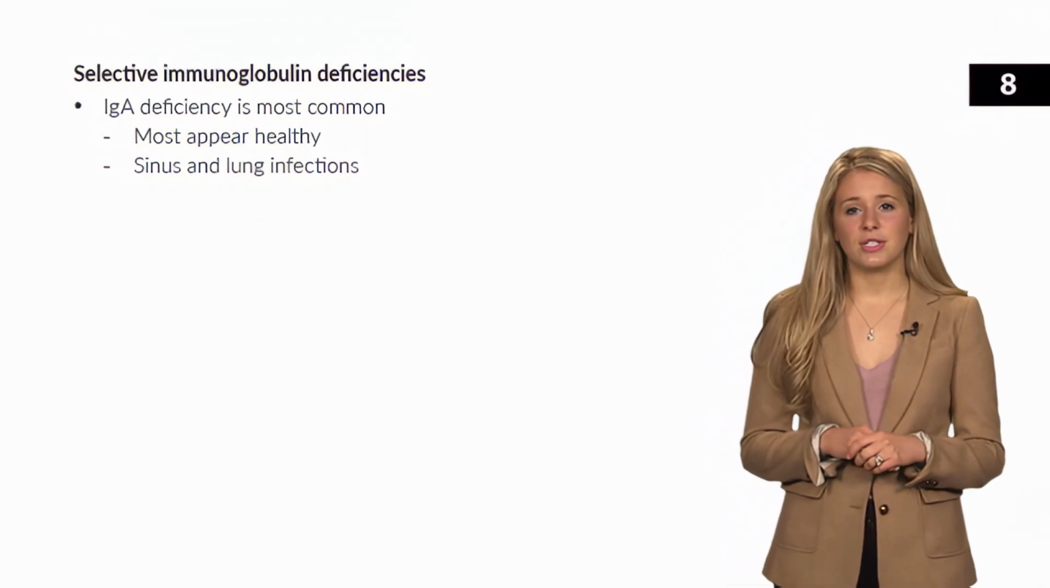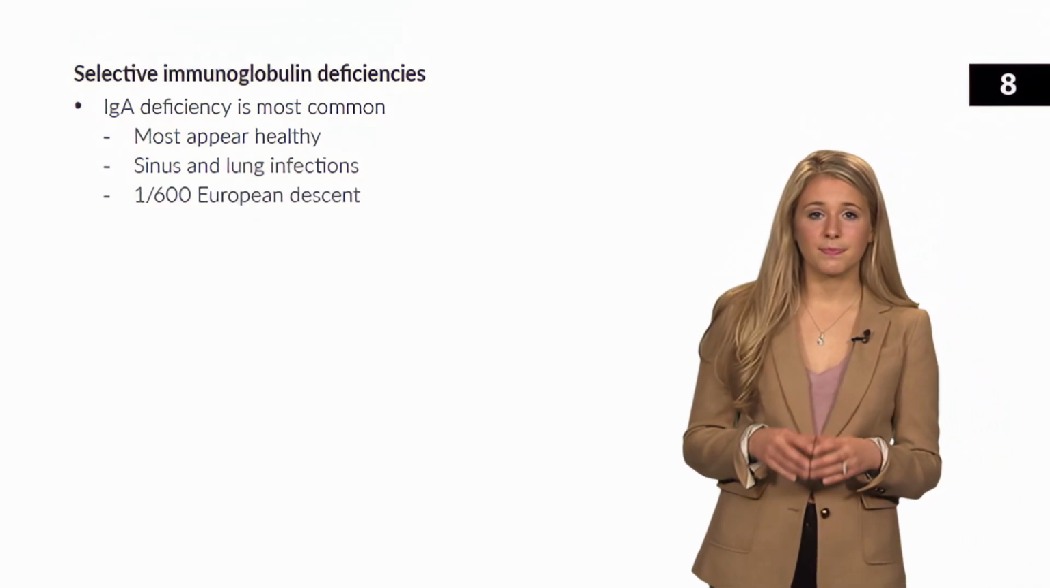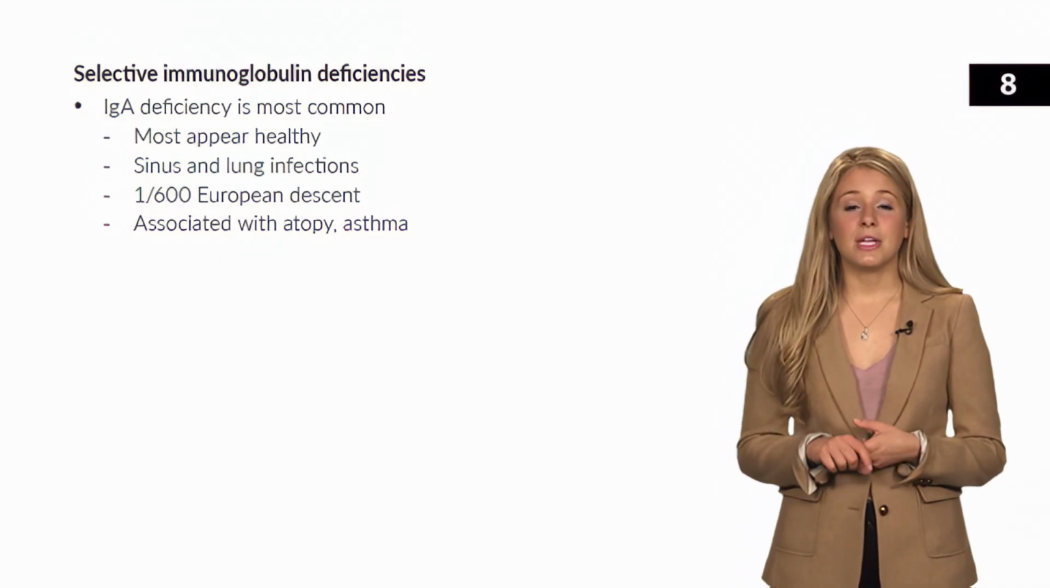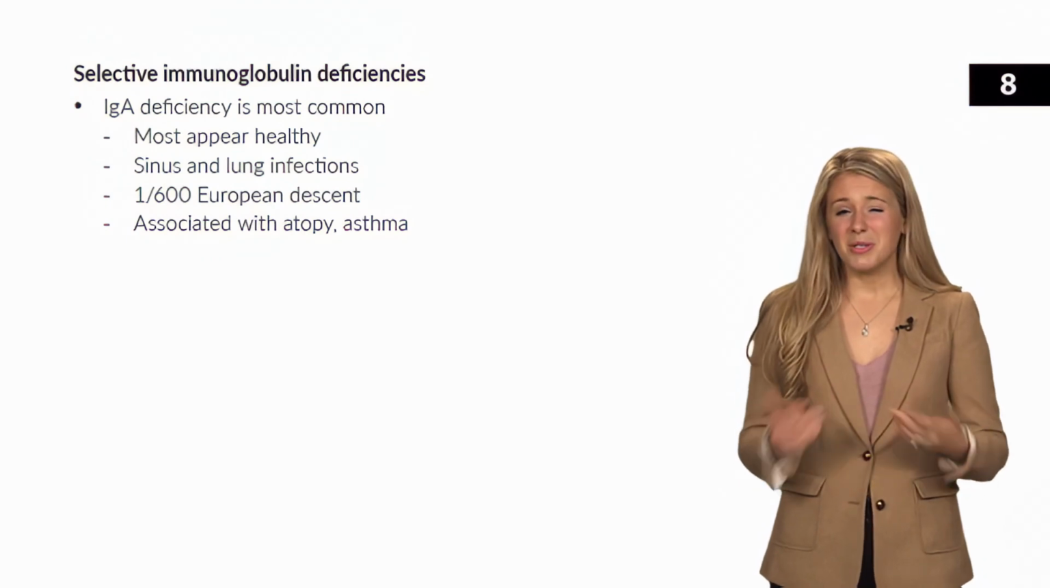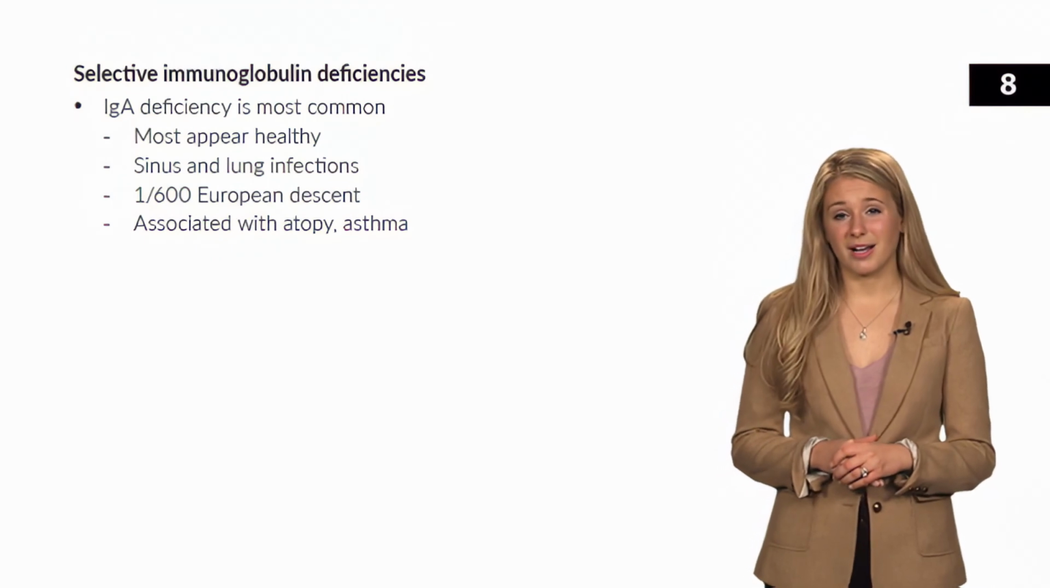Selective IgA deficiency affects about 1 out of every 600 people of European descent. It's associated with atopy and asthma. So these patients are more likely to have allergies, asthma, and eczema. But there's not much you can do to treat it, other than having a lower threshold for prescribing antibiotics.